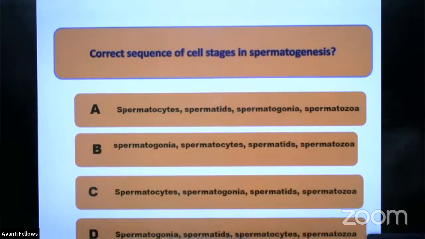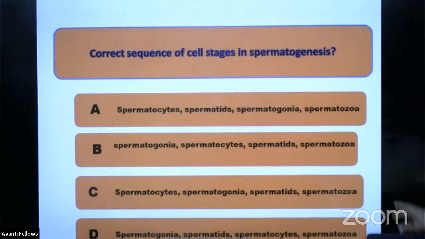What is the correct sequence of cell stages in spermatogenesis? Here the correct answer is option B. Spermatogonia will be converted into spermatocytes. Spermatocytes will develop to become spermatids, and finally spermatids will be converted into spermatozoa. Spermatozoa are the functional male reproductive gametes. So here the correct answer is B only. The spermatid is a haploid cell, and it will be converted into a functional spermatozoon with head, middle piece, and tail.